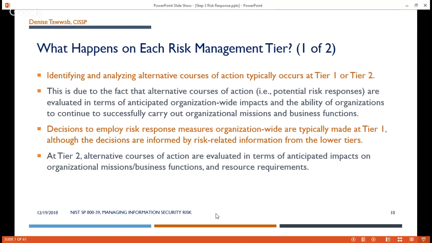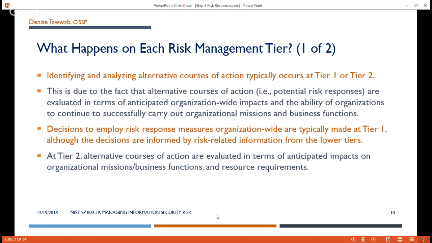So, what happens on each risk management tier? Identifying and analyzing alternative courses of action typically occur at tiers 1 or 2. This is due to the fact that alternative courses of action are evaluated in terms of organization wide impacts and the ability of the business to continue to successfully carry out its business functions. Decisions to employ risk response measures organization wide are typically made at tier 1, although the decisions are informed by risk related information from tiers 2 and 3.